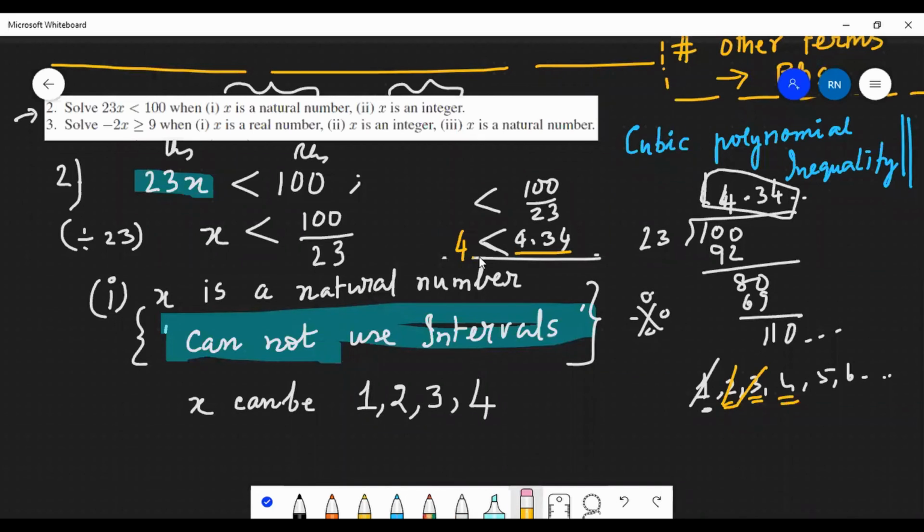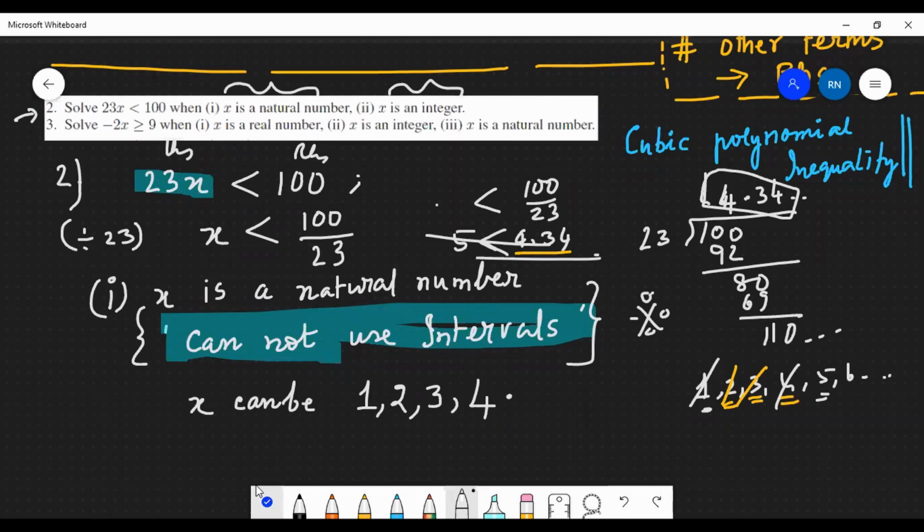Now do the checking with the next natural number. 5. Is 5 less than 4.34? Surely no, sir. So we stop here. Correct. So understand, there are only 4 solutions. X can be either 1 or 2 or 3 or 4.